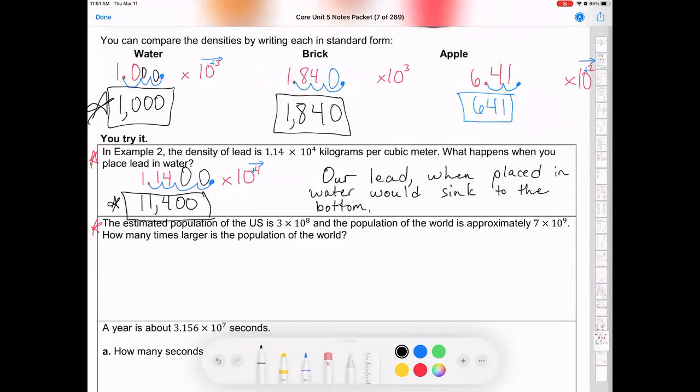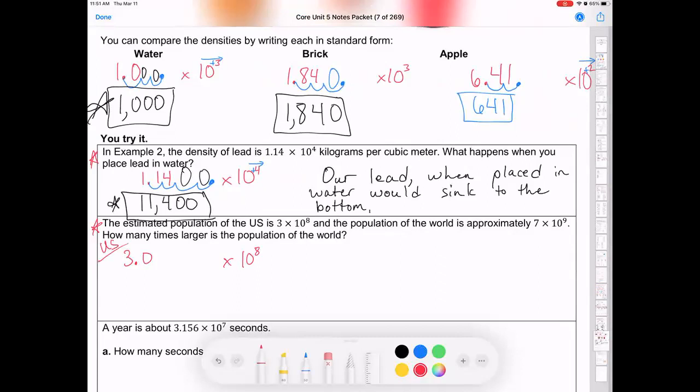For our second one, we're asked to estimate: the population of the United States is 3 times 10 to the 8th power, and the population of the world is 7 times 10 raised to the 9th power. How many times larger is the population of the world? So in the United States, we're going to transition this value into standard form. Right now it's in scientific. So we have 3.0, this is for the US, times 10 raised to the 8th power.